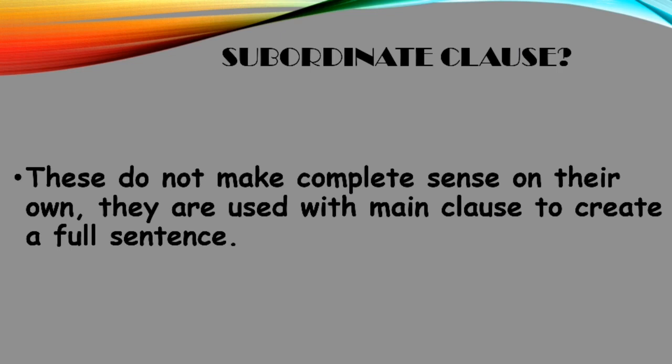That means these subordinate clauses don't make complete sense by their own. They are used with the main clause to create a full sentence, right? We have seen it, right? Subordinate clauses are the ones which are used with a main clause to create a full sentence or full meaning, because they cannot stand on their own. उनका अपना complete meaning नहीं होता है. They are always used with a main clause to give them a complete meaning.